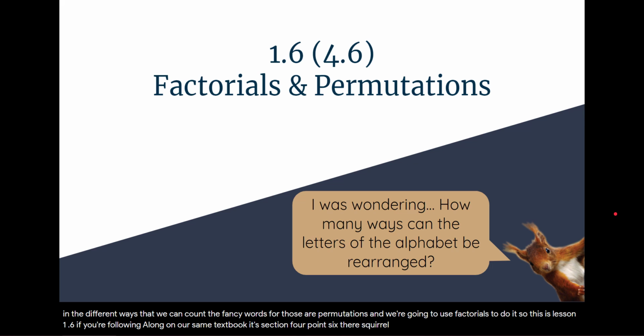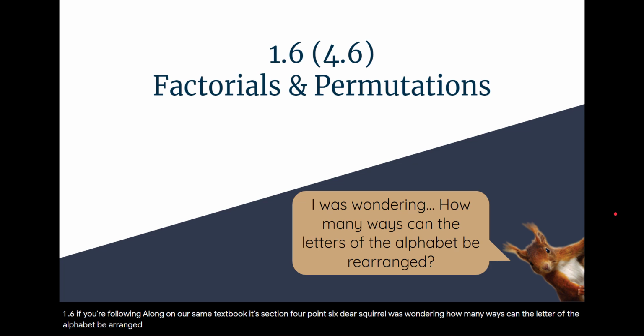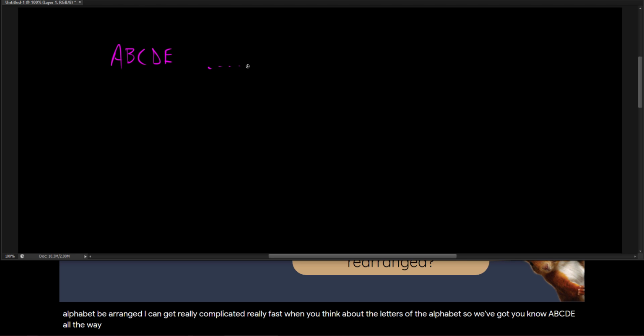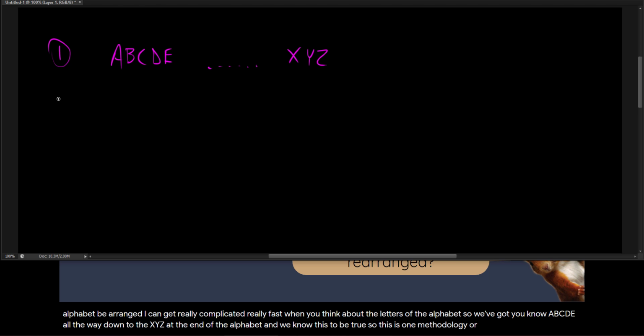Mr. Squirrel was wondering how many ways can the letters of the alphabet be arranged? That can get really complicated really fast when you think about the letters of the alphabet. So we've got A, B, C, D, E, all the way down to X, Y, Z at the end of the alphabet. And we know this to be true. So this is one methodology, or one way, that it can be arranged.